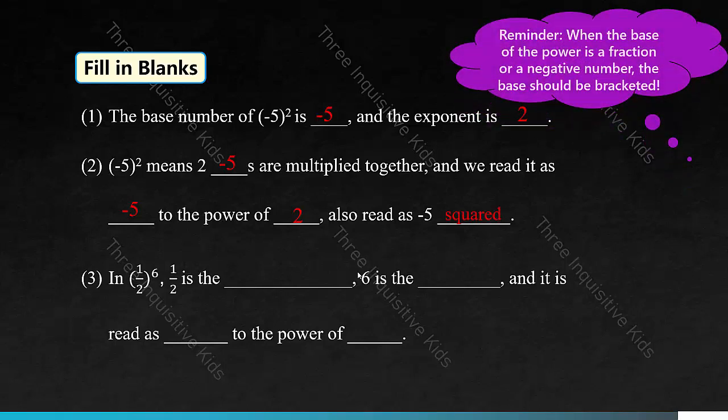Reminder: when the base of the power is a fraction or a negative number, the base should be bracketed or written in parentheses. In (1/2) to the 6th power, 1/2 is the base number, 6 is the exponent, and it is read as 1/2 to the power of 6.